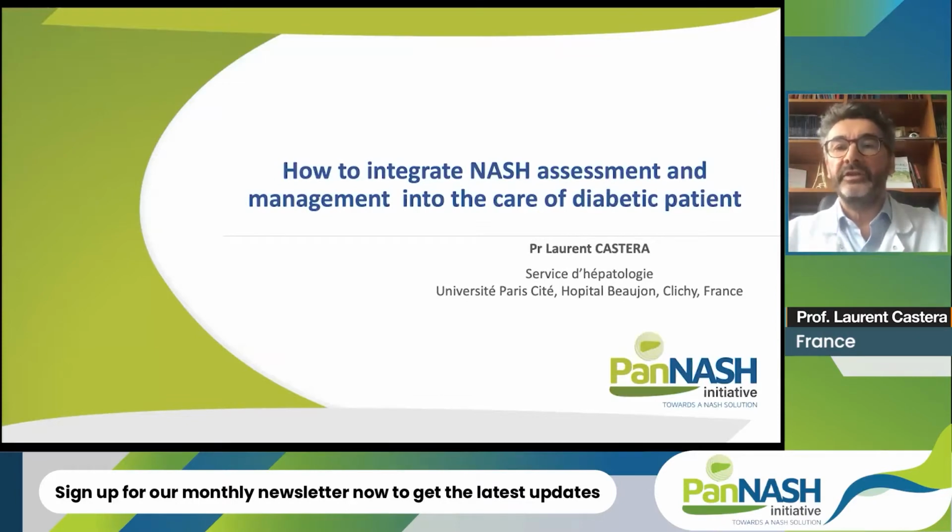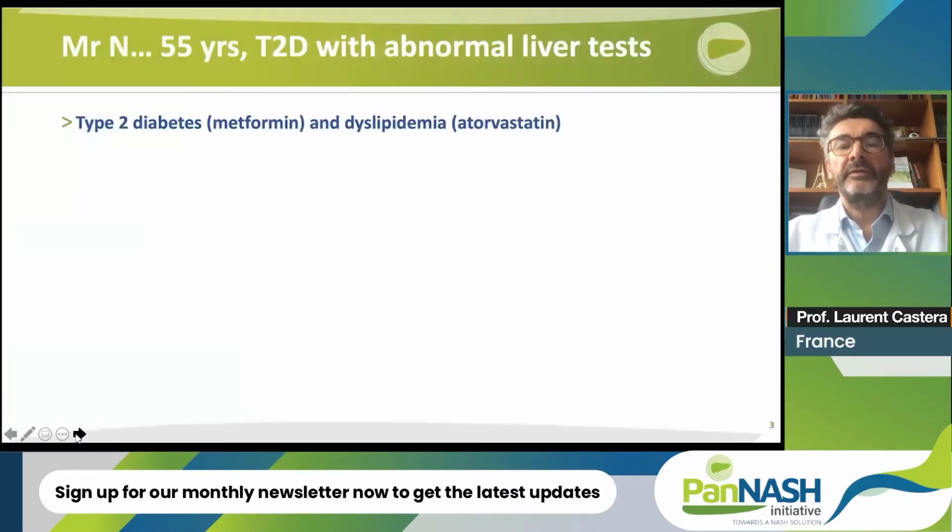So my task within the next 20 minutes will be to deal with how to integrate NASH assessment and management into the care of diabetic patients. So Mr. N, 55 years old, has type 2 diabetes with abnormal liver tests. He is a typical patient we're seeing in our clinic.